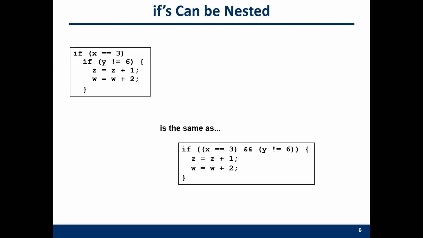However, from the hardware perspective, they may be slightly different. Here, this one may only have one branch prediction. This one has two.